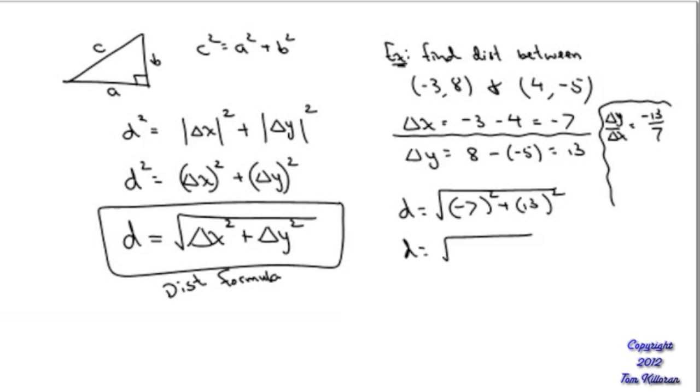I don't know, what is that? You all have calculators. 49 plus 169. This is 49 plus 169. What is it? 218.